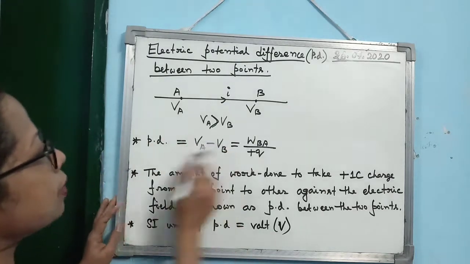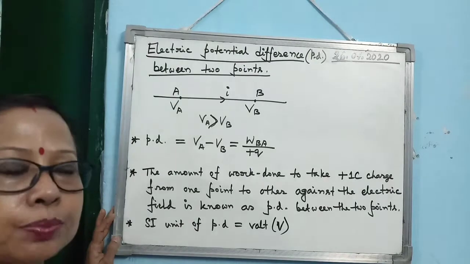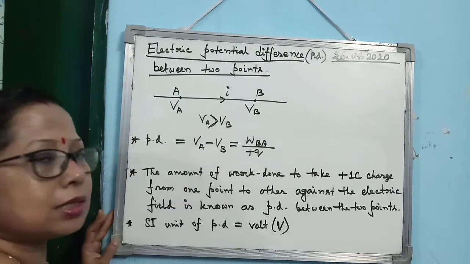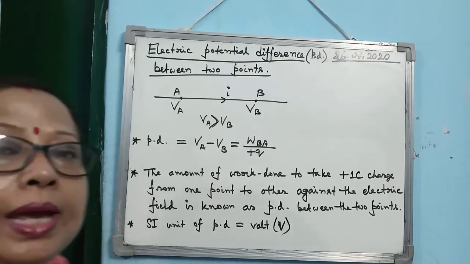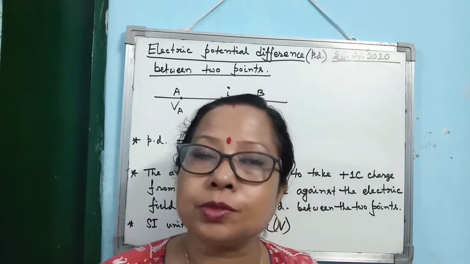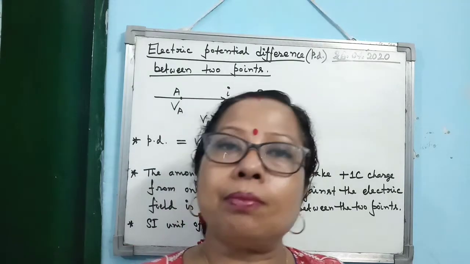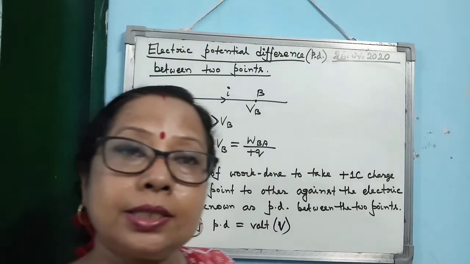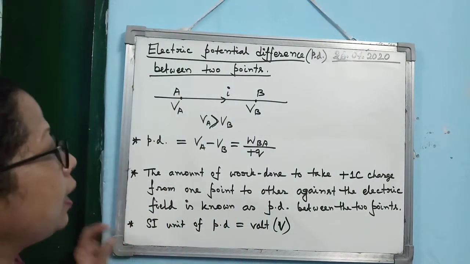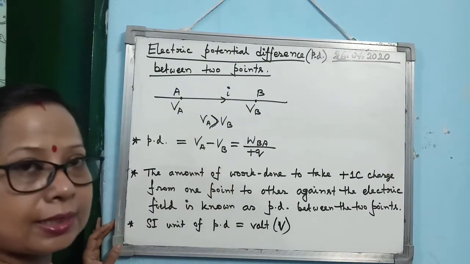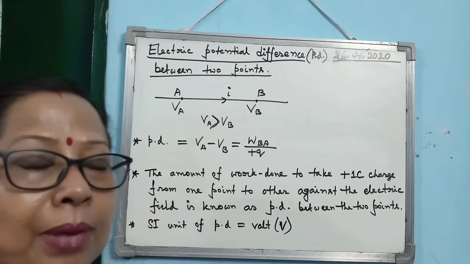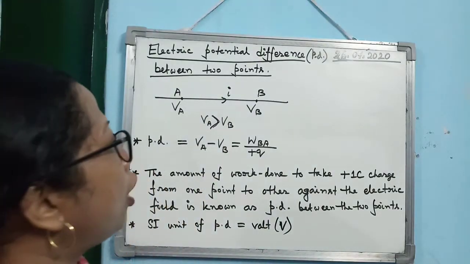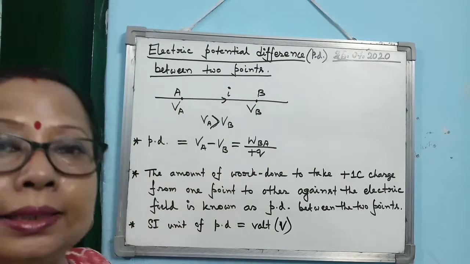So what is the potential difference? As I said, the difference between the potentials of 2 points, so simply you can write it as VA minus VB. Now, we have defined electric potential in terms of work done. I hope you remember: the amount of work done to bring a unit positive charge from infinity to a point. So potential difference is the amount of work done to take a unit positive charge from one point to another.